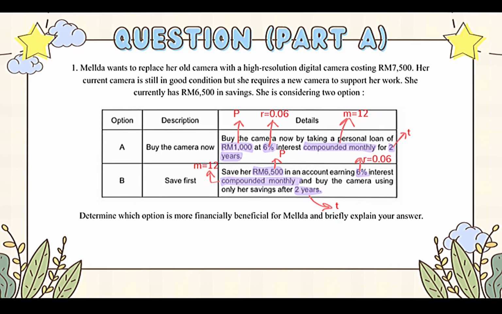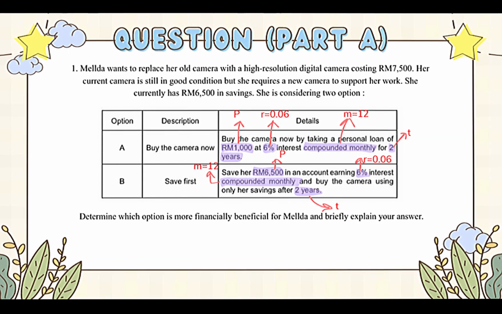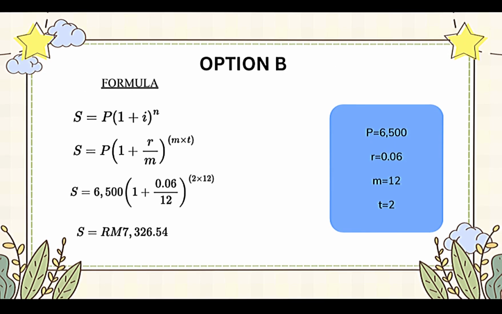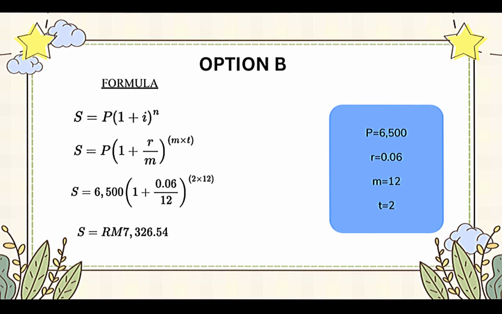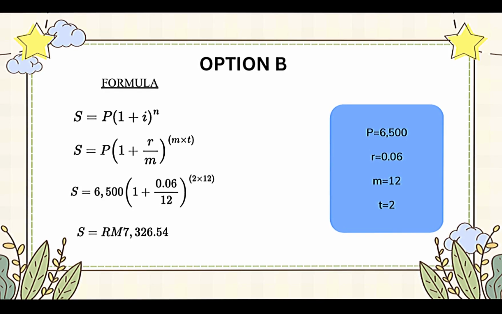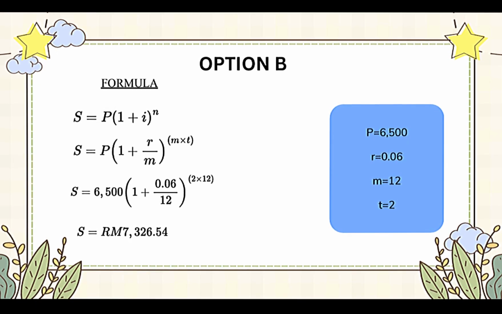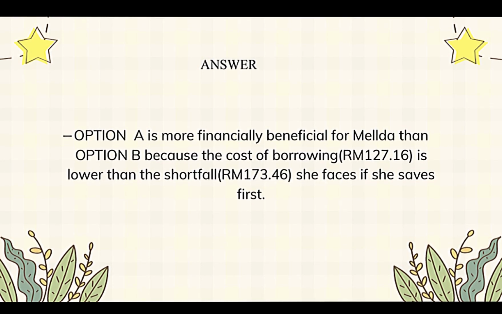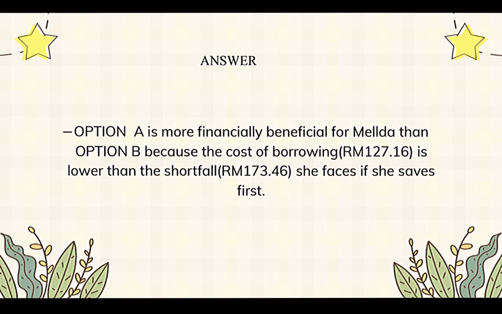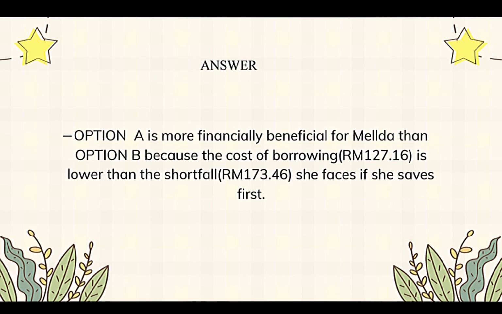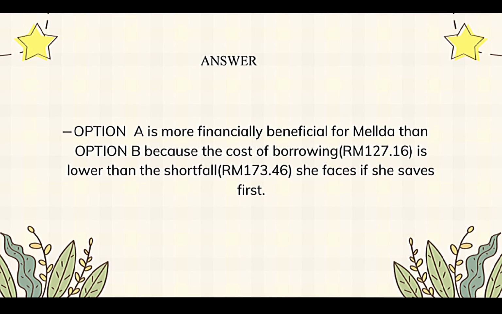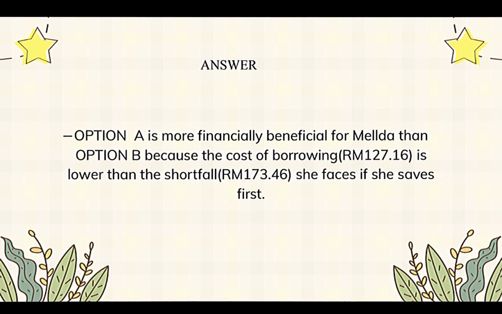For the second option, which is B, all the information is the same except for P, which is 6,500 ringgit. With all the information, substitute all the values into the formula S equal to P(1 + i)^n to get the final answer, which is S equal to 7,326 ringgit 54 cents. To answer the earlier question, option A is more financially beneficial for Melda than option B because the cost of borrowing, which is 126 ringgit 83 cents, is lower than the shortfall she faces, which is 170 ringgit and 46 cents if she saves first.